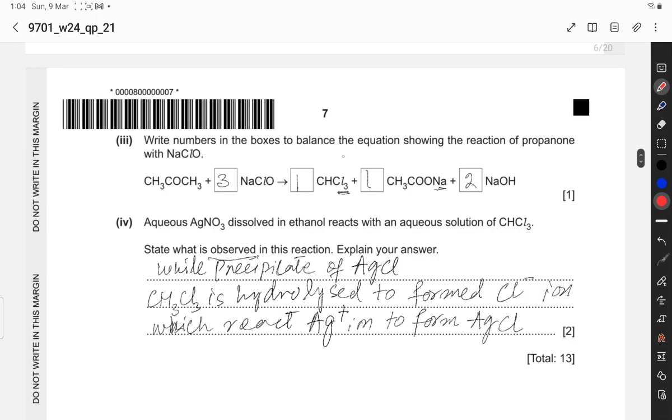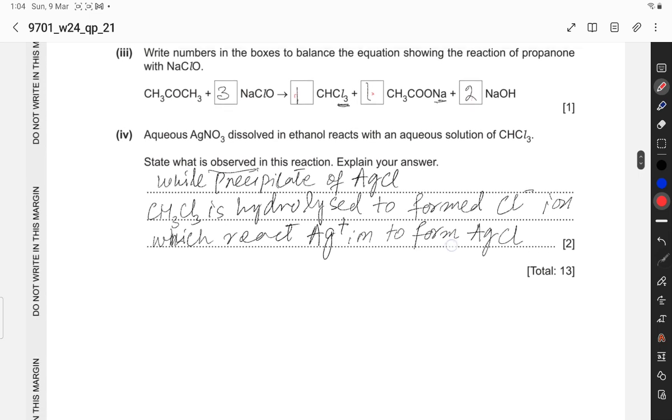Write numbers in the boxes to balance the equation showing the reaction of propanol with NaClO. 3 with NaClO, because first balance the chlorine. So when we balance chlorine, 3 over here and 1 over here, 1 over here and 2 over here, because on this side, the reactant side, 3 sodium are there, while on the product side 2. So place 2 in front of sodium hydroxide to balance the sodium element.